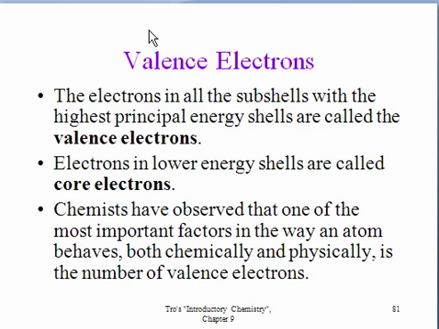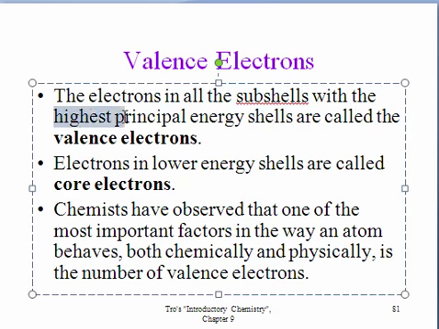Now that we have a firm understanding of electron configuration, we can introduce the concept of valence electrons. Valence electrons are electrons that are in the highest energy shell, or principal energy level. These are the electrons that do the chemistry, so we care a lot about them. All the other electrons are in lower energy shells. They don't do chemistry, and they're known as core electrons.